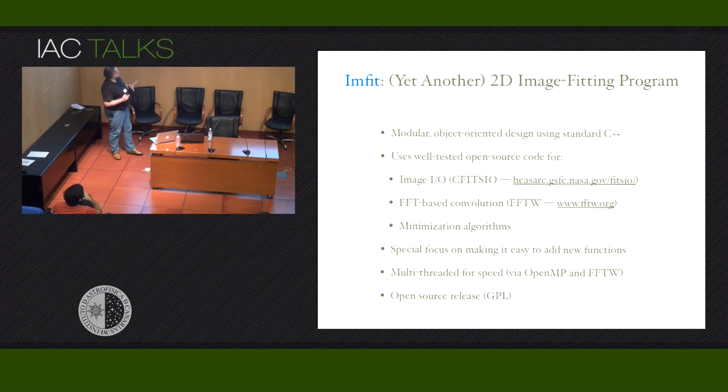So, Imfit is yet another 2D image fitting program. It's built to be modular, with an object-oriented design, written in C++. It uses open source code for things like image input and output, for fast Fourier transform convolution, and for all the minimization algorithms. There's a special focus on making it easy to write and add new image functions, that is, new surface brightness 2D functions. It's also written to be relatively fast. It takes advantage of OpenMP compiler extensions to be multi-threaded. And it's available under an open source license.